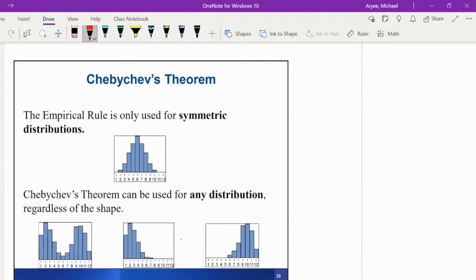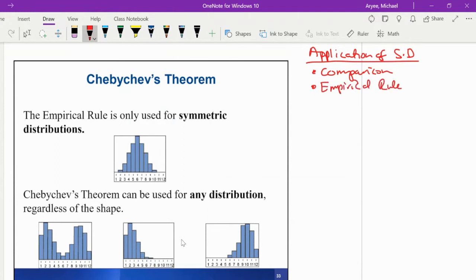Now, let me recap. We said applications of standard deviation: we can use it for comparison. We can use it to do the empirical rule, which is the 68, 95, 99.7 rule. Now, we can also use it for what we call Chebyshev's theorem.